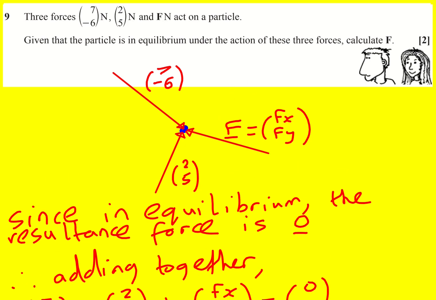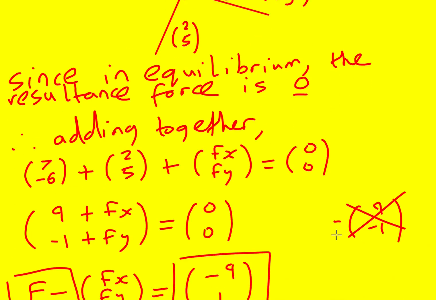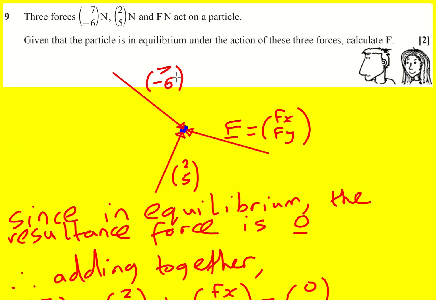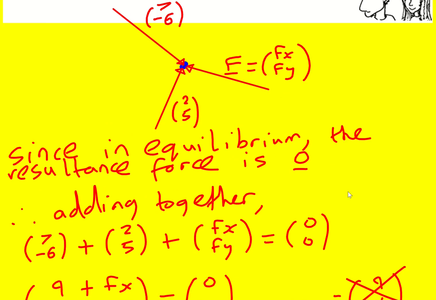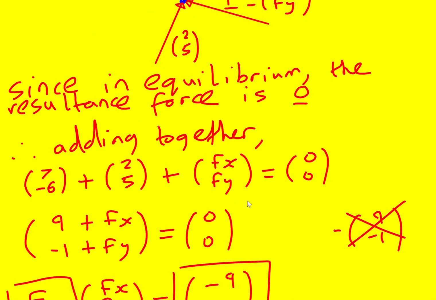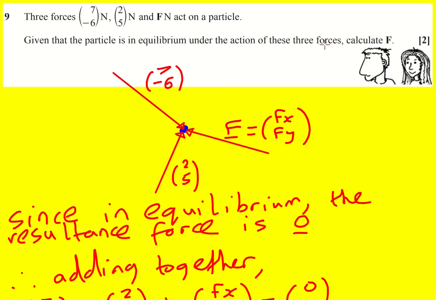Now, you could have done this question really, really quickly if you just looked at it and said, right, I've got 7 and 2 going to the right, so I clearly need 9 going to the left to counterbalance that, so minus 9. And similarly, I've got 6 going down and 5 up, so I'm going to need another 1 going up, which is just going to be a 1. So it can be that quick, but I've worked generally to make sure that you understand it. So I hope you're happy with that.